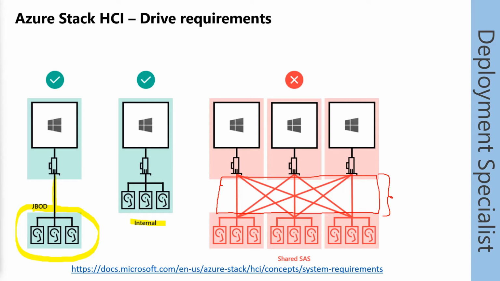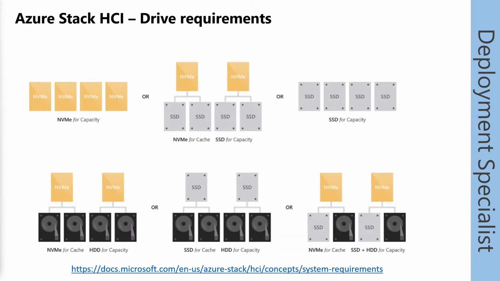So always direct attached. Each server has its drives. So a server can have NVMEs only. This is a possible configuration. So each server has NVMEs only. It's possible, it's supported. It's very, very powerful to have this configuration. You can start with 4 NVMEs. This is minimum because in this scenario, all the NVMEs will be for capacity.